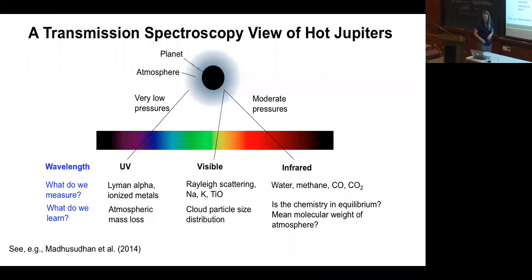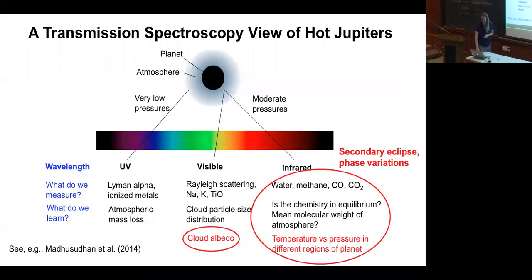And in that case, for any of these, you can ask what the mean molecular weight of the atmosphere is. Is it hydrogen rich or hydrogen poor? And you can ask whether or not the relative abundances of these molecules match the predictions of chemical models, which I'll talk about more in a minute, but Travis mentioned already as well.